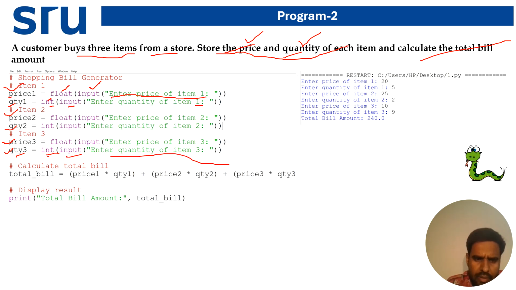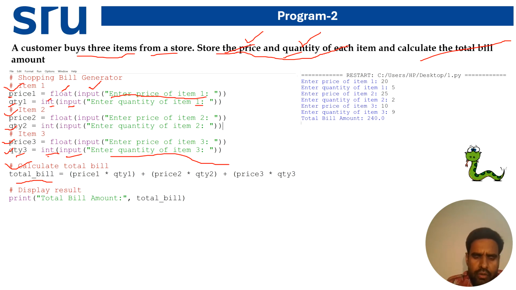Now after taking the inputs, two inputs per item for three items, I am going to calculate the total bill. The total bill I am taking as total_bill. Remember, don't give any space here. If you give total space bill, it will not take. Already in the first lecture I discussed this. The correct form is total_bill. If you want a space, you have to use the underscore. total_bill equal to.